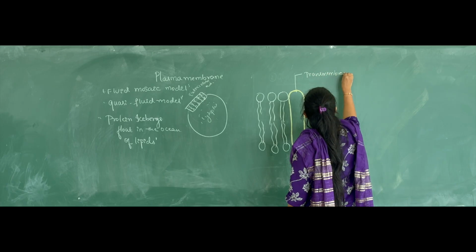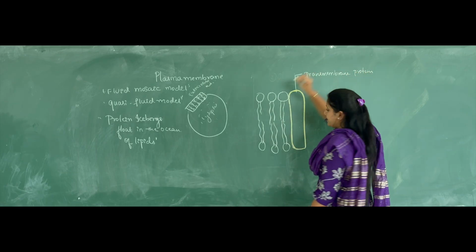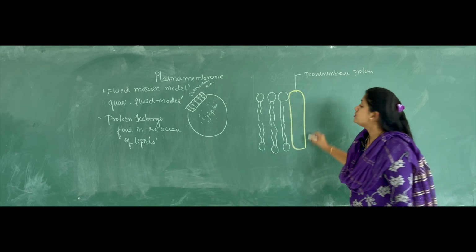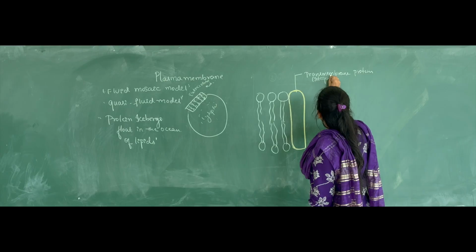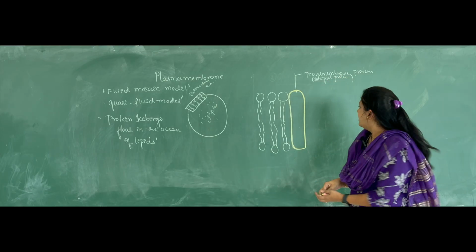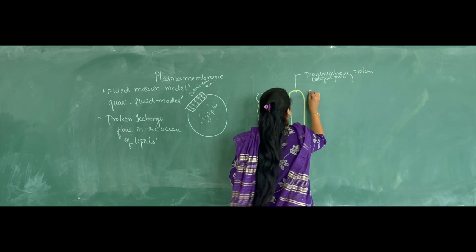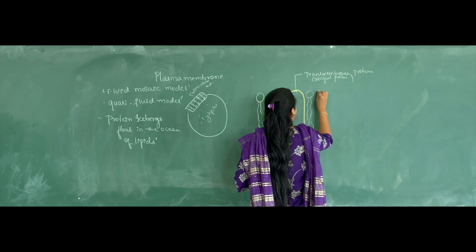Transmembrane proteins. Such proteins are called transmembrane proteins, which is also a type of integral protein. Okay, now after this we again have the bilipid layer.